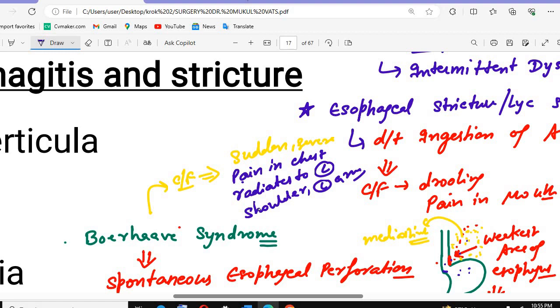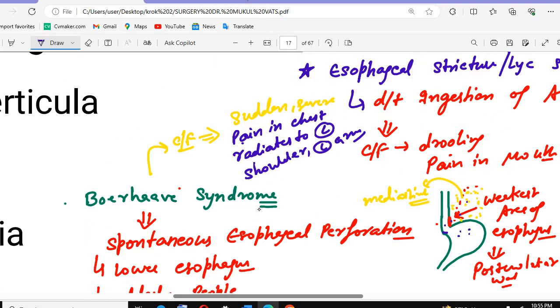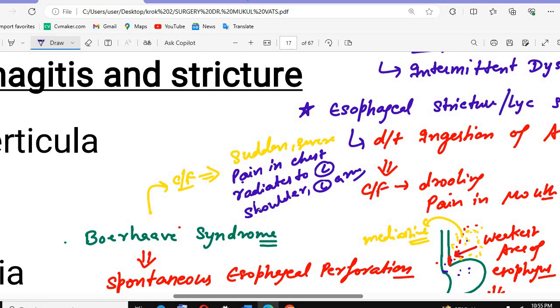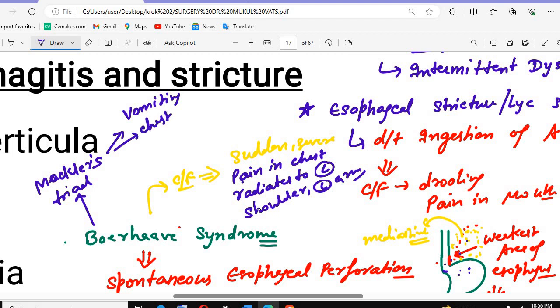That's why we will see there is a triad in Boerhaave syndrome, and the triad is known as Mackler's triad. In Mackler's triad, what we will see is forceful vomiting. Along with the forceful vomiting, there will be chest pain. Other than the chest pain, there will be subcutaneous emphysema.